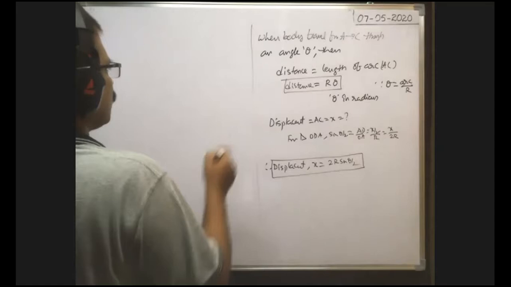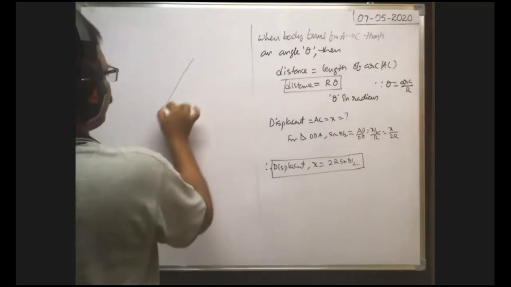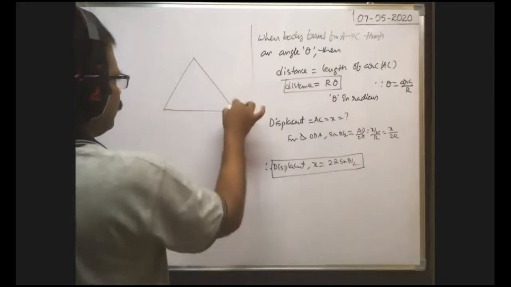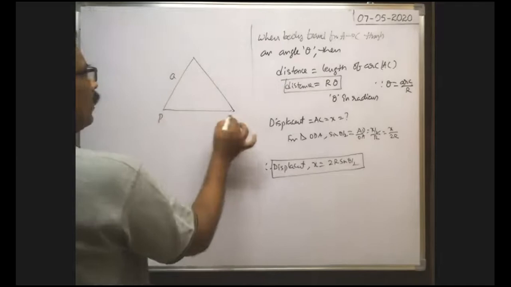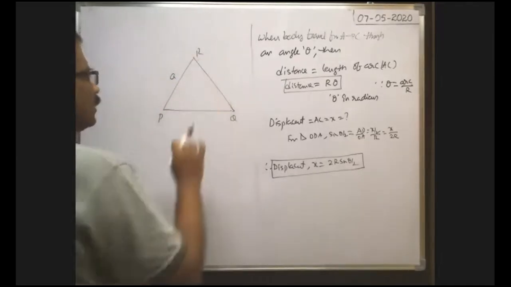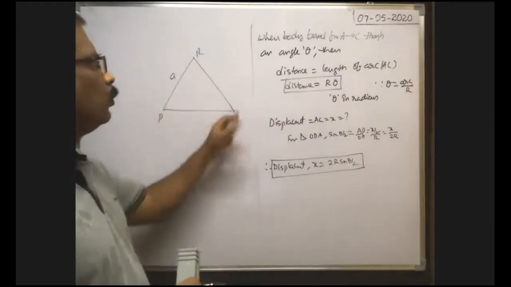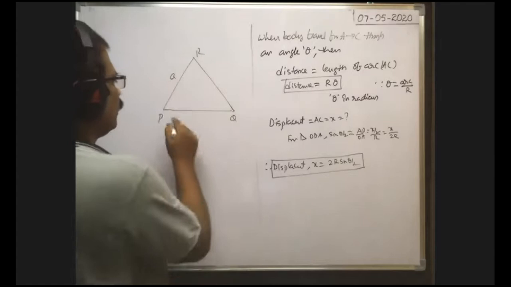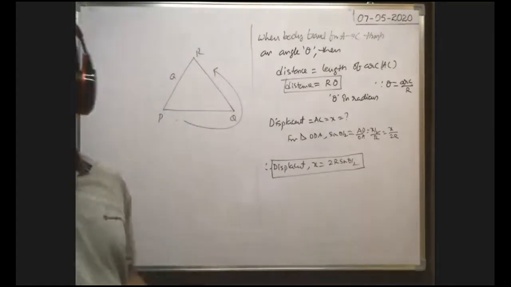Similarly, suppose they make you like this also. Suppose there is an equilateral triangle of side A. The body travels from point P to Q, Q to R. Then what is the distance traveled? The body travels from P to R through Q, that means along this path, and reaches the point R. Then what is the distance traveled?